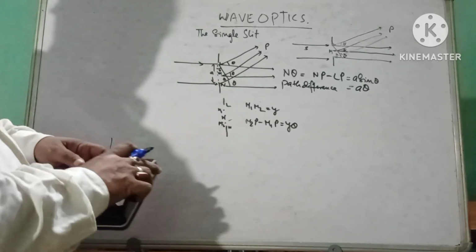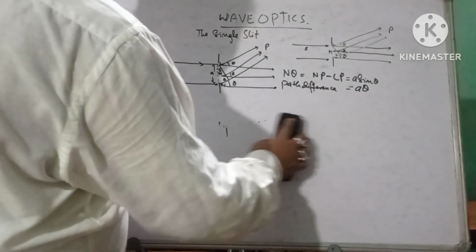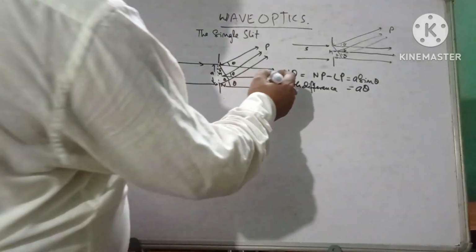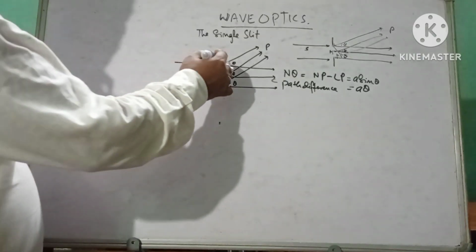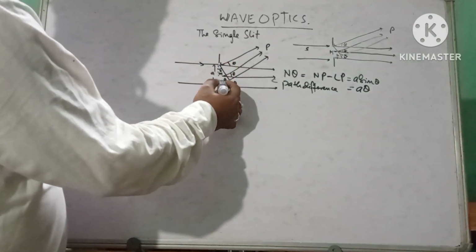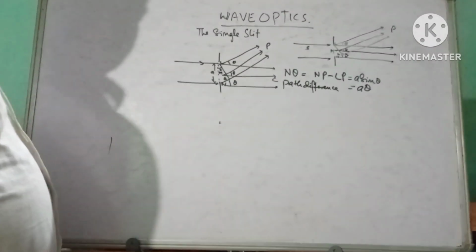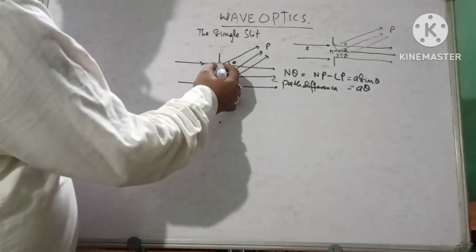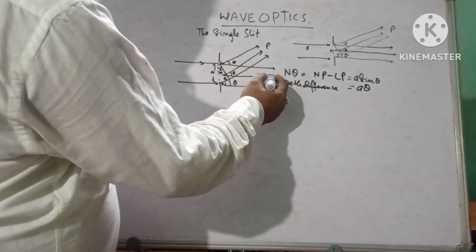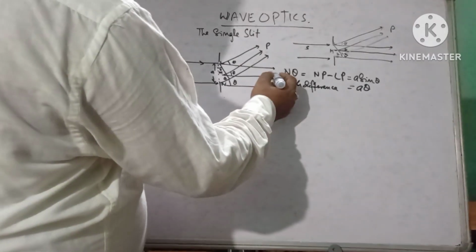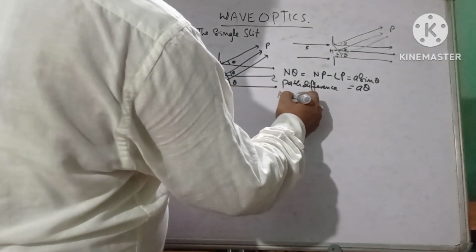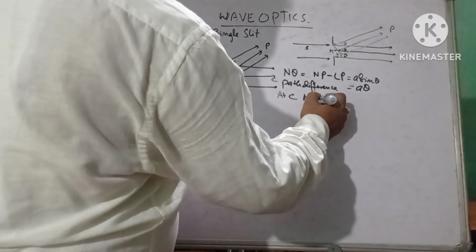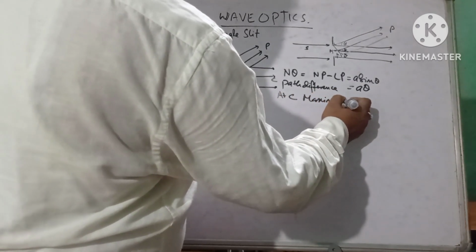Now at this central position C, your theta will be 0. So from anywhere between L and N, all the light waves will be in phase at point C. So at point C you are going to get maximum intensity.